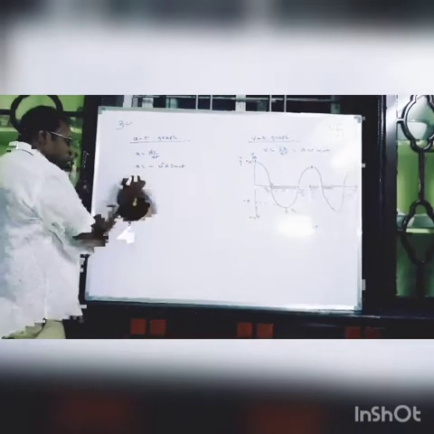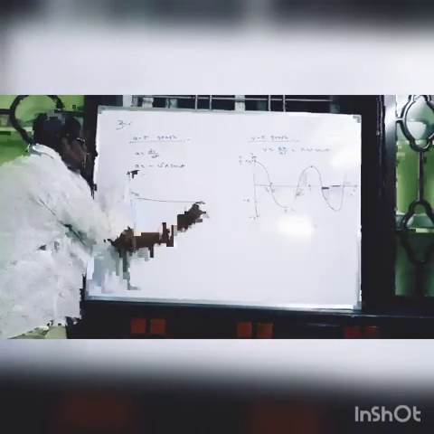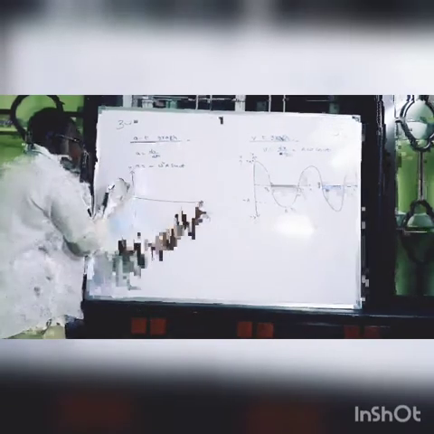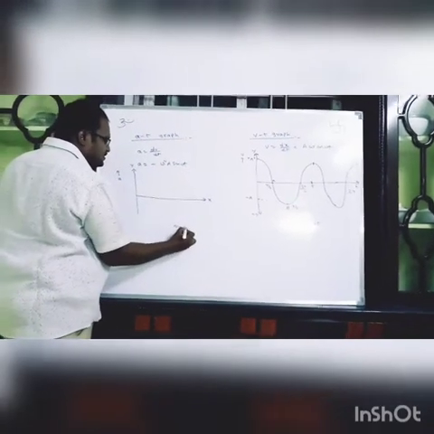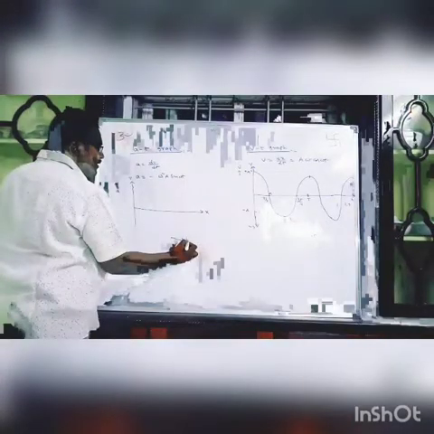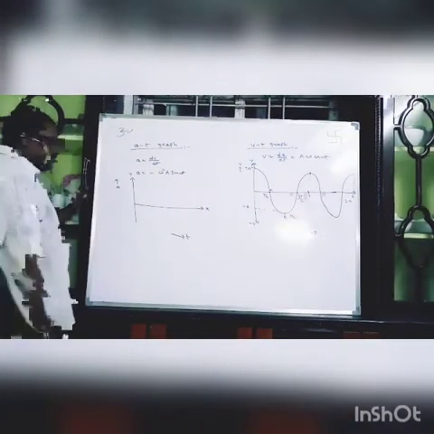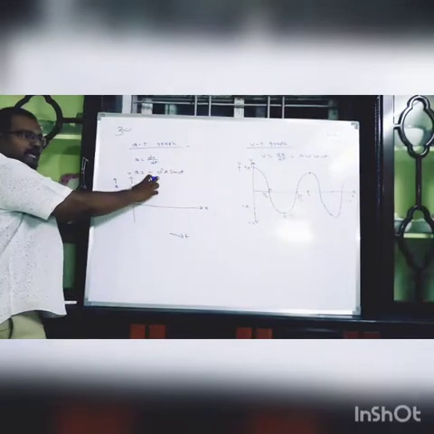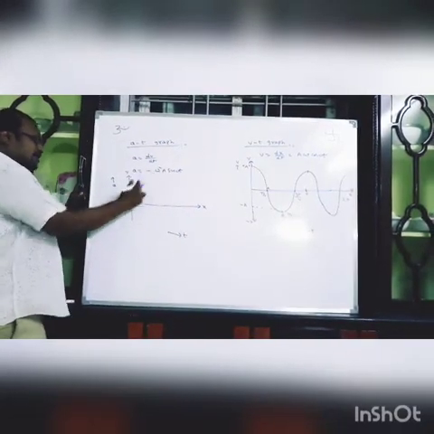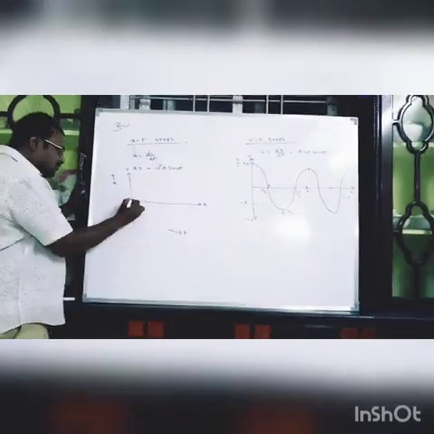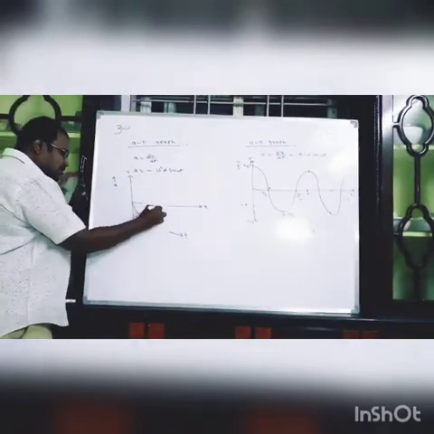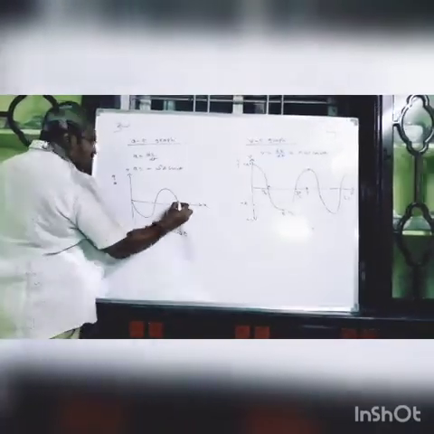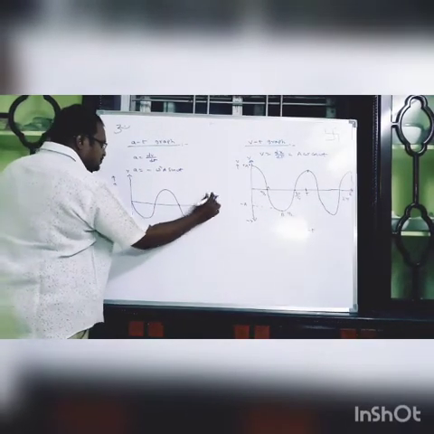In the acceleration time graph, see this one. Acceleration you can take as the y-axis, and the time taken you can take as the x-axis. Here minus acceleration is maximum in the downward direction, and also it is a sine function. A sine function starts from the origin, so from here to here it should be like this.